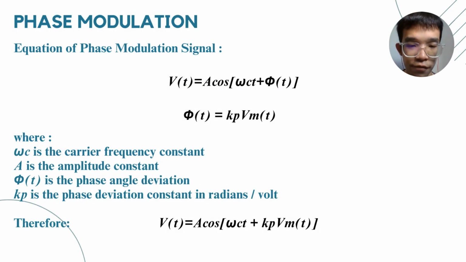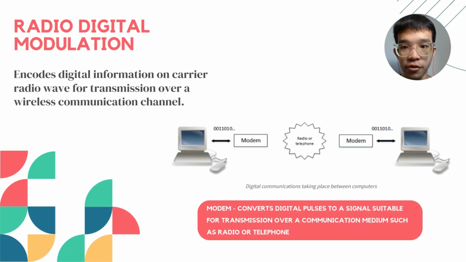So here's the equation of the phase modulation signal, where omega c represents the carrier frequency constant, A represents the amplitude constant, followed by the phase angle deviation, and Kp is the phase deviation constant in radians per volt. So summarizing all the constants above, you can obtain the formula v(t) equals A cos(omega c t plus Kp vm(t)). Moving on to radio digital modulation.